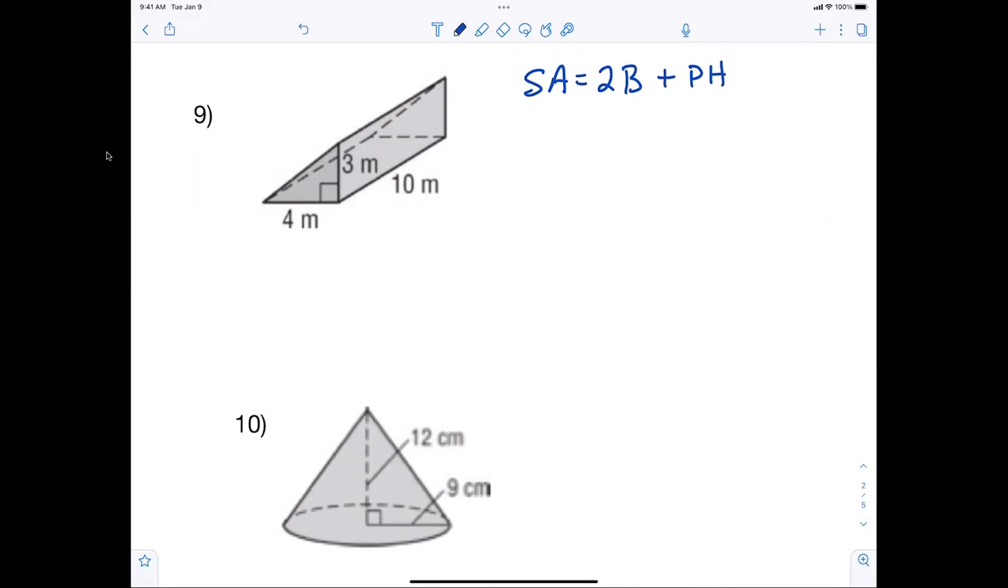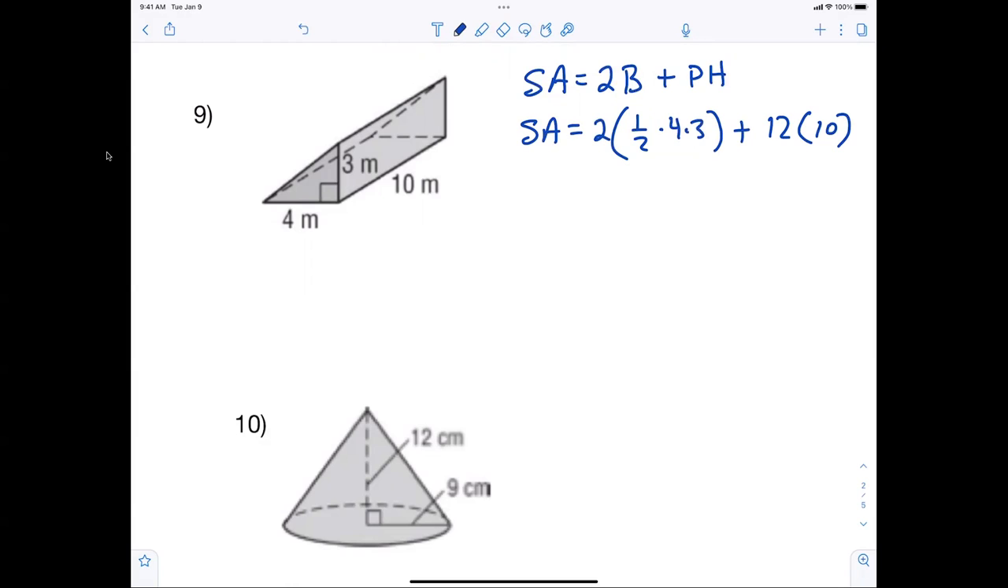And now you just have to tell me what's the base figure. Triangle. So here we go. Surface area equals 2, open parentheses, 1/2. What's the base? 4. And what's the height? Plus, what's the perimeter of the base? What's the height? 10. That's how easy this is, guys.